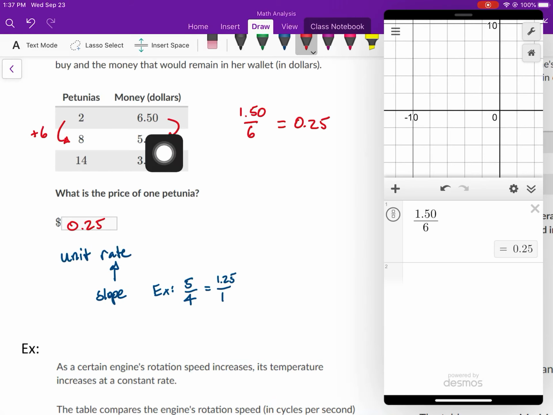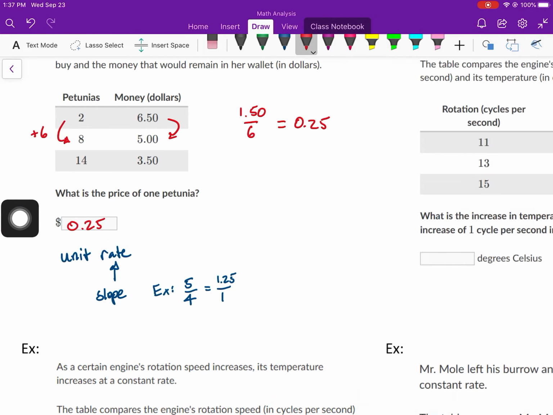So I know technically this rate is negative because he's losing money in his wallet, but they're not charging you negative cents per petunia. They're charging 25 cents, which is what the question's asking for. So just be careful with that.